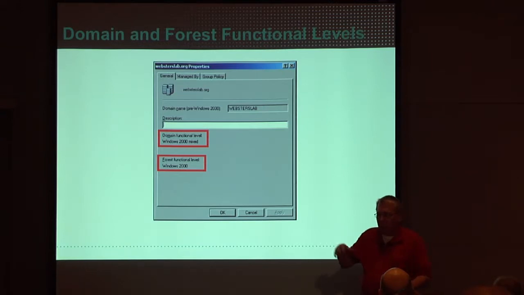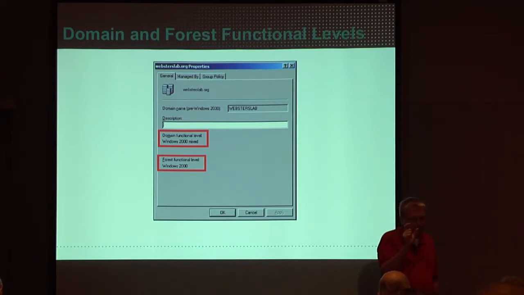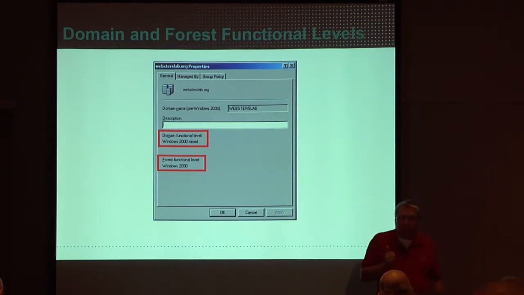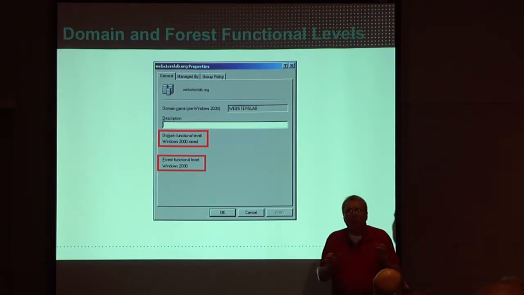controllers. If you go up to 2003, you have linked value replication, which means if all I do is change a girl's name because she got married, the only thing that gets replicated around your network is the name change, not the entire group. The other reason this is an advantage is, let's take an example.